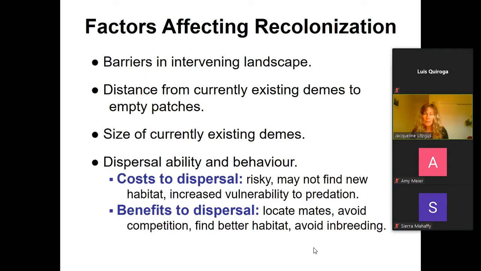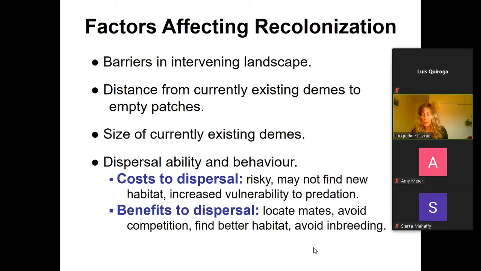In addition, recolonization is also affected by distance, right? So the distance between patches, the distance from a currently existing deme to the empty patches. If the patch that went locally extinct is really close to another large occupied patch, then probably the dispersal will come from that closest larger patch, right? So distance matters. Size is also going to matter, so the size of the currently existing deme.